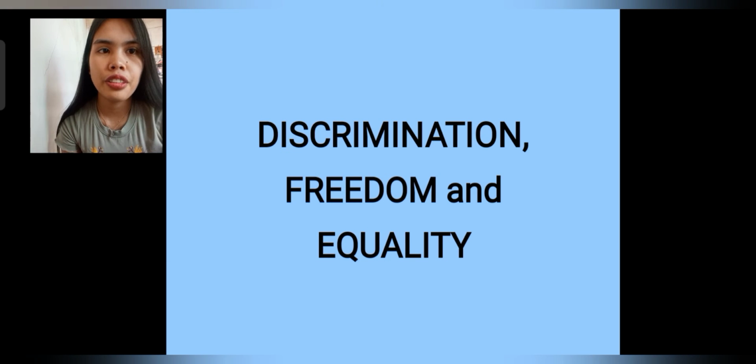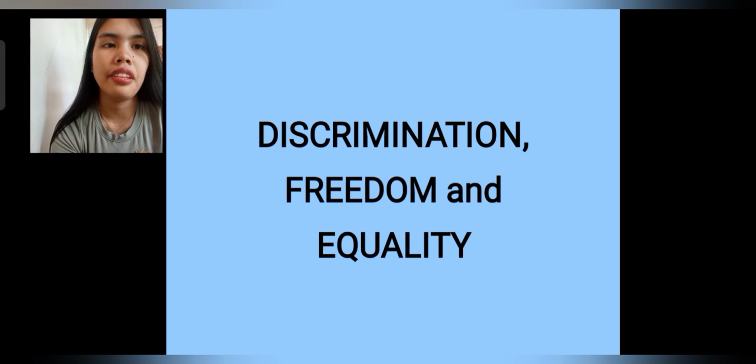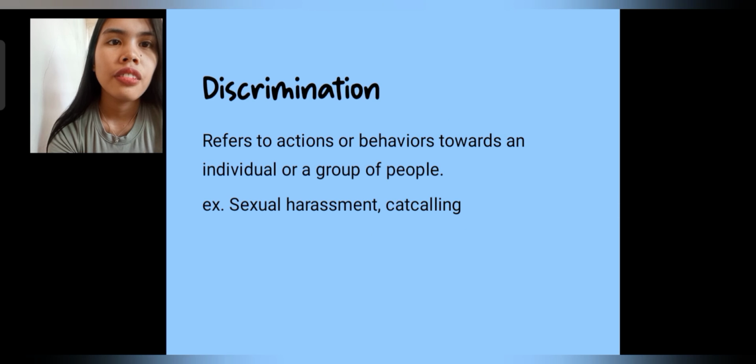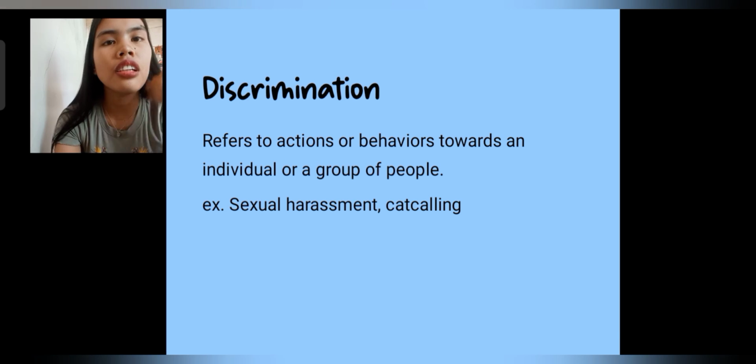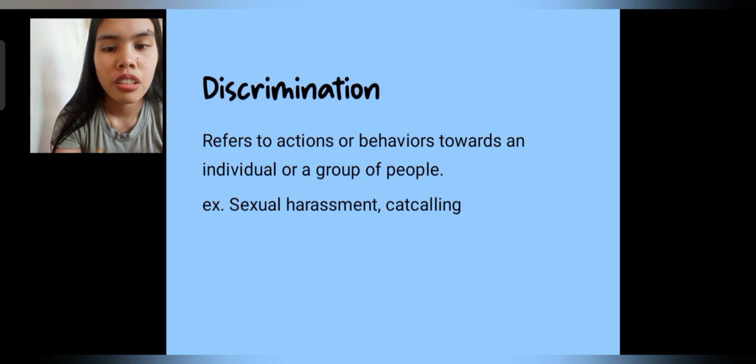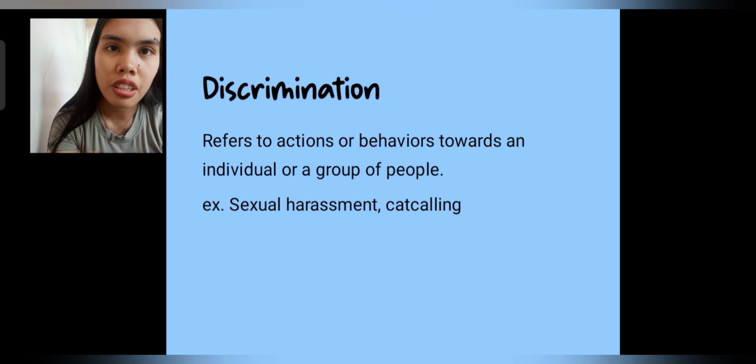Hi everyone, my report is about discrimination, freedom, and equality. Discrimination refers to actions or behaviors towards an individual or a group of people. Discrimination is the act of making unjustified distinctions between human beings based on their groups. People may be discriminated against on the basis of their race, gender, age, religion, or sexual orientation. Discrimination is the unfair treatment of people and groups based on their characteristics. It occurs when a person is unable to enjoy his or her human rights.